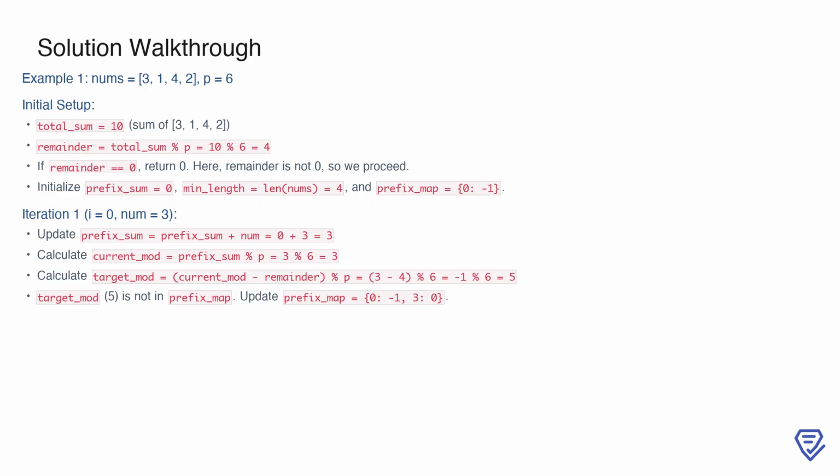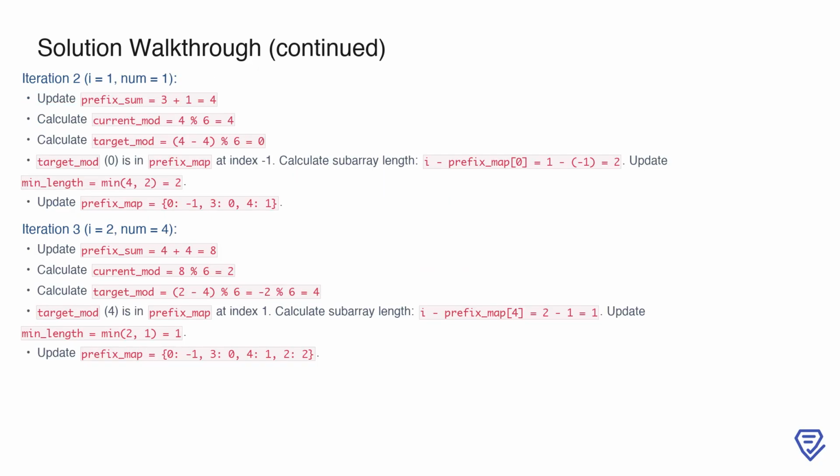Now, in the first iteration with i equal to 0 and number equal to 3, we update the prefix sum, which becomes 3. The current modulo of this prefix sum is 3. To find the target modulo, we subtract the remainder, 4, from the current modulo, and then take the result modulo p. This gives us a target modulo of 5. Since this target modulo is not yet in the prefix map, we simply add the current modulo, 3, with its index, 0, to the map.